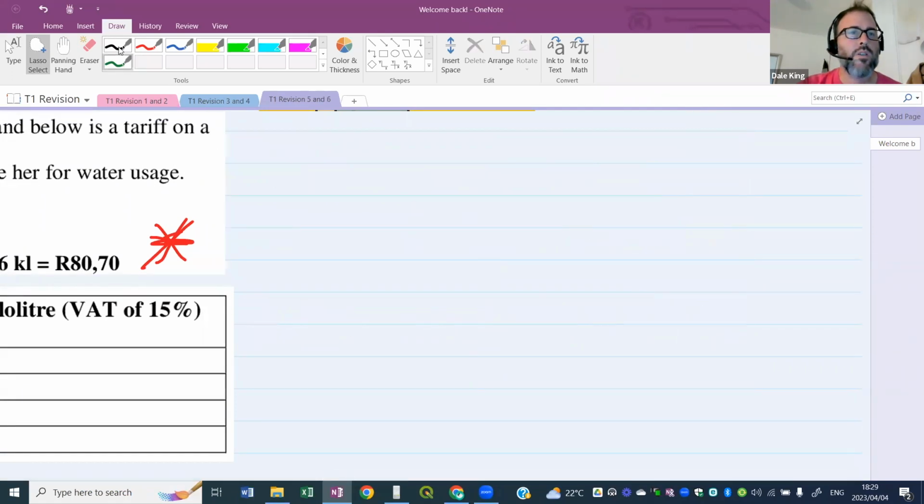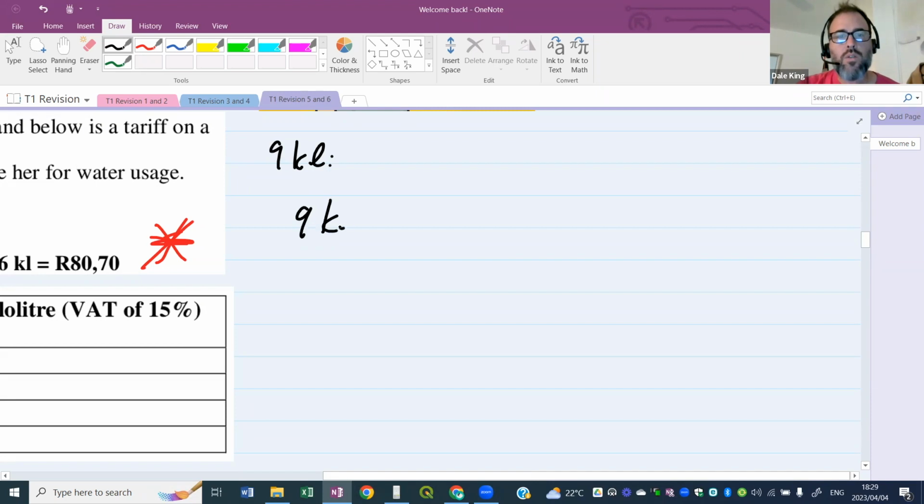All right. So if we have 9 kiloliters of water, this is what we do. The first thing we do is remove 6 kiloliters because the first 6 kiloliters is free. It's the rest we have to pay for. So take the 9 kiloliters and always remove any free water if there is any. So minus 6 kiloliters over here, which means we have to pay for 3 kiloliters of water.